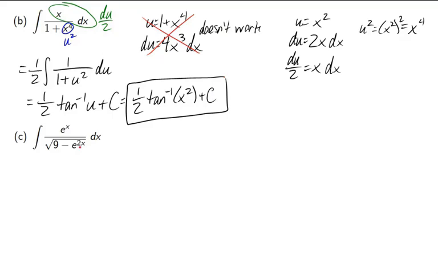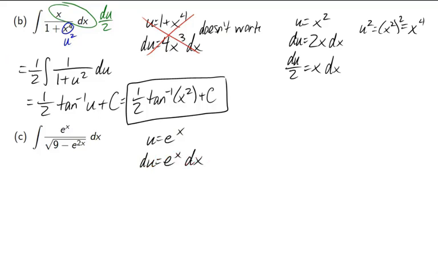Here's your next example. Same thing is going on here. A u-substitution that you might normally pick would be 9 minus e to the 2x. But that doesn't work here. The derivative would be 2e to the 2x. I don't have an e to the 2x. So I'm going to ask myself the question, what choice of u will give me an e to the x in my du? E to the x. That's the only thing that will have e to the x as its derivative.